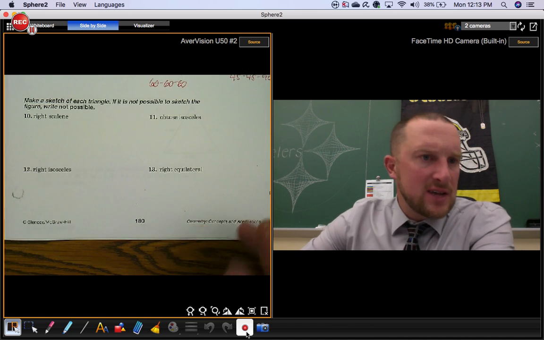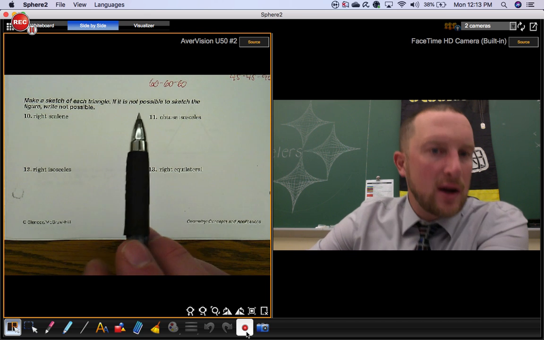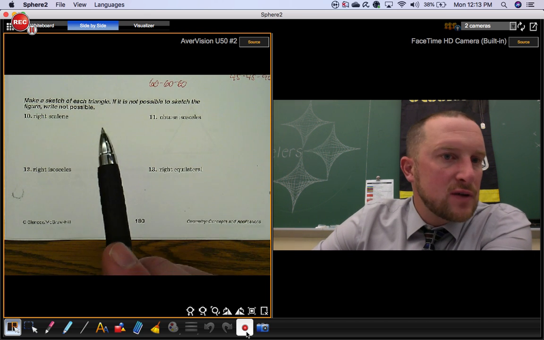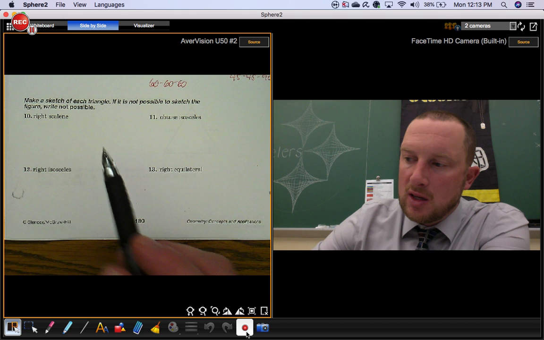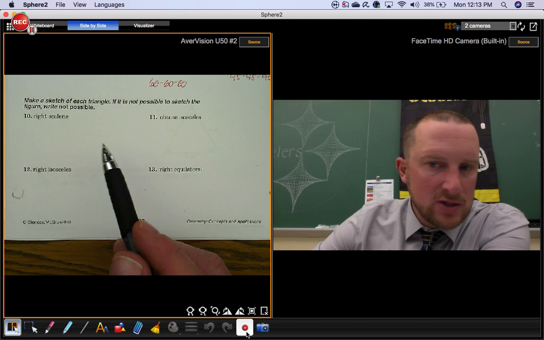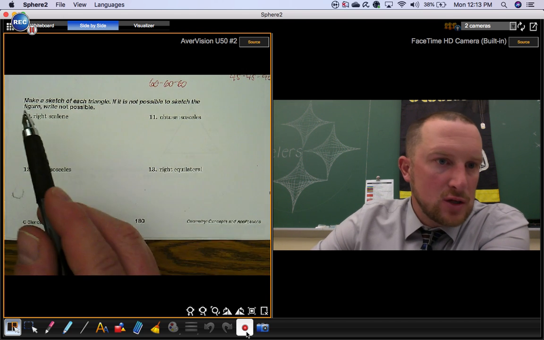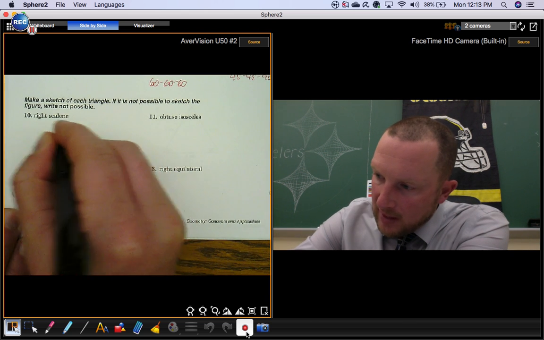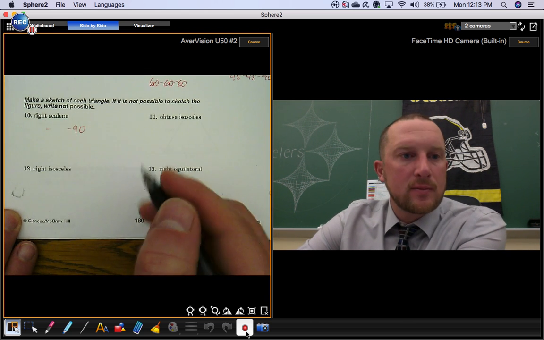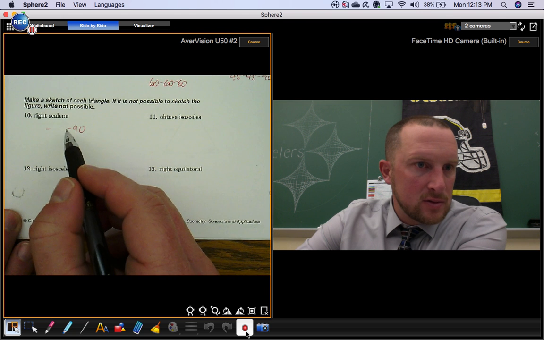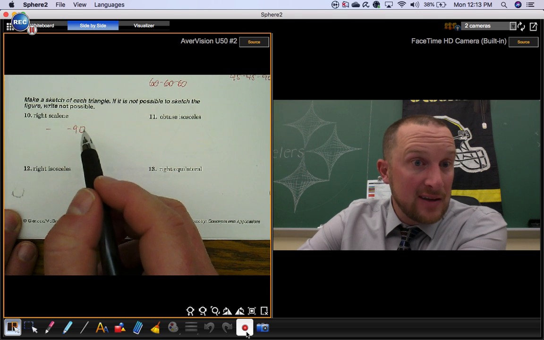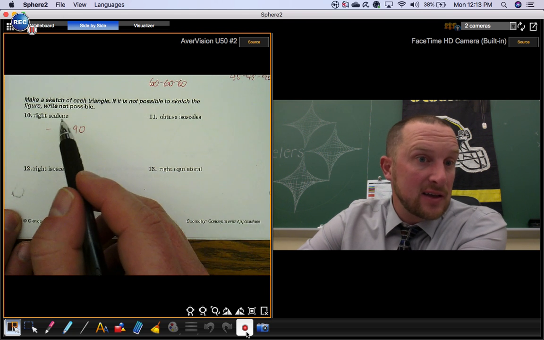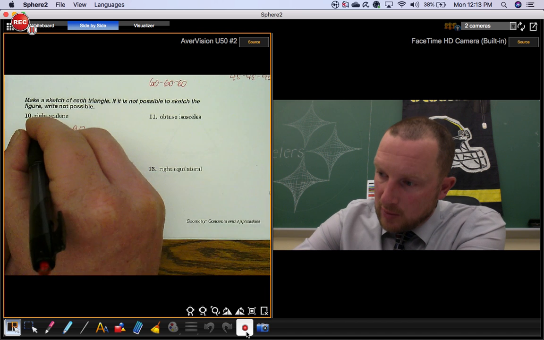On the bottom section, it asks us to make a sketch of each triangle. If it's not possible to sketch the figure, write not possible. Instead of actually sketching the triangle, we're just going to come up with the 3 angle measures. So if you want a right scalene triangle, one of the angles needs to be 90. The other 2 angles need to be different from each other and different from 90, obviously, if it's to be scalene. So here's a good example.